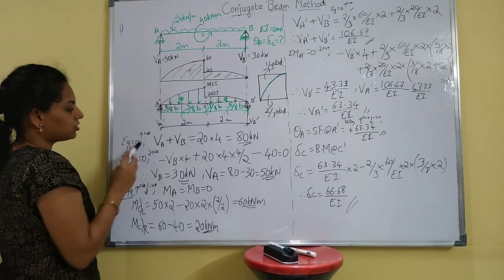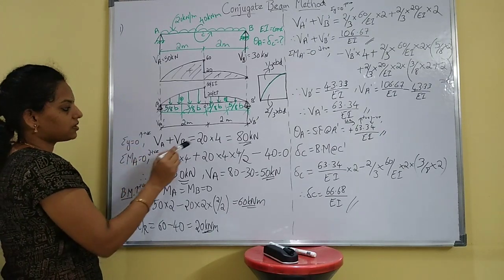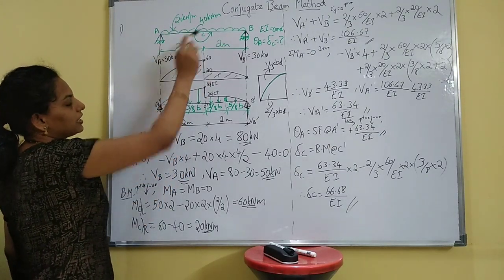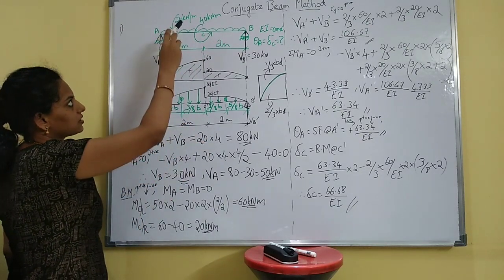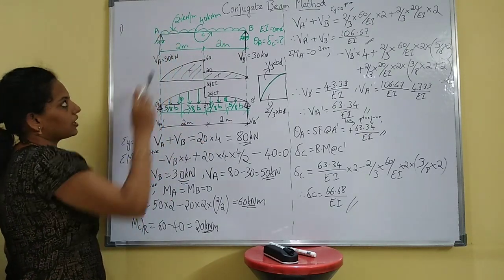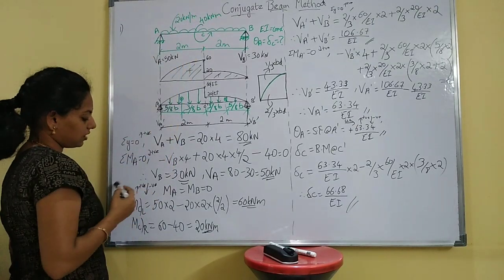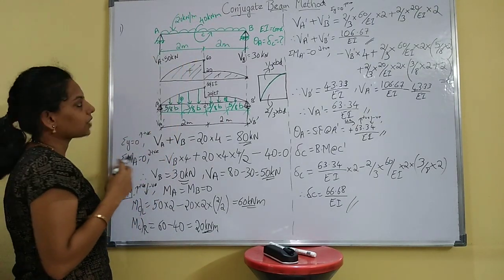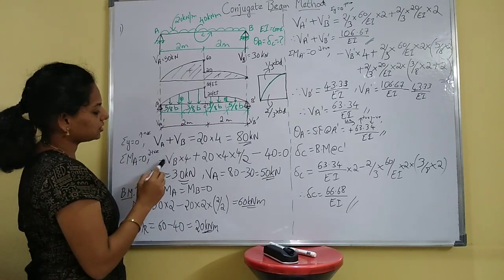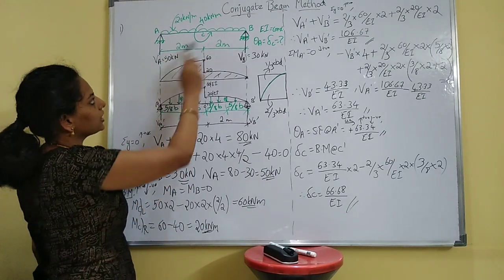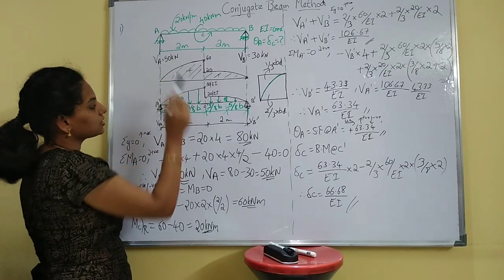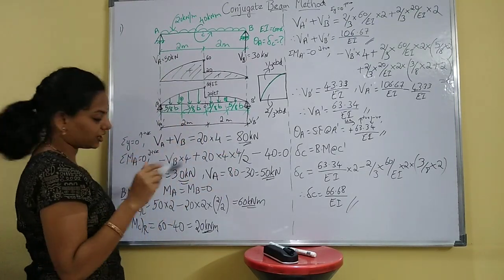So summation Fy equal to 0, upward as positive. Va plus Vb equal to the total load, which is 20 into 4. While taking the summation of vertical forces, the couple doesn't act. It only acts when taking the moment. So Va plus Vb equals 20 into 4, the total distance. 20 is the UDL, so 80 kilonewton.